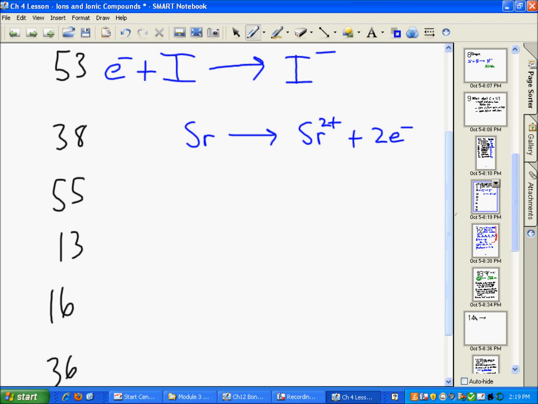Okay, number 55. What's number 55? Cs, which is cesium. And how many skips to the nearest noble gas for cesium? 1. To the left or to the right? To the left. So that means cesium is going to have what charge when it forms an ion? Just a 1 positive charge. Good. Where do we need to put the electrons? On the right side. And how many do we need? Just 1, because we have a 1 plus charge, so we just need 1 electron. Good. Okay, number 13.